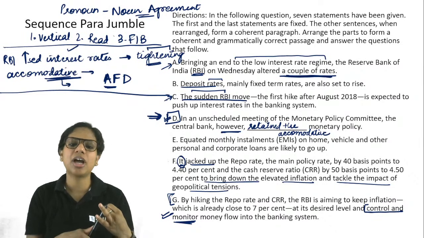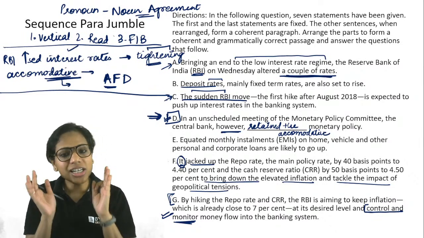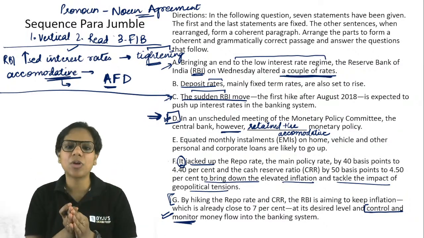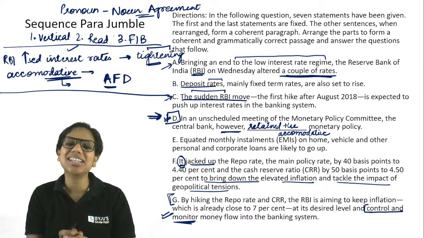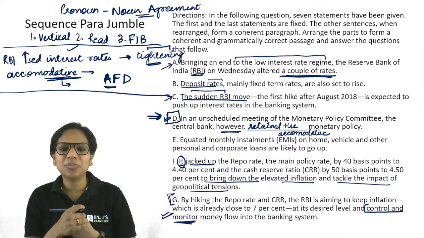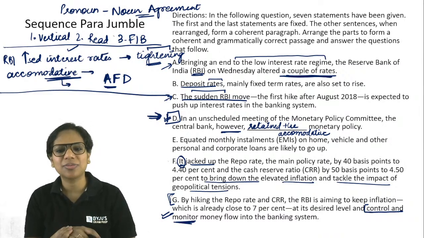I am also telling by how much. However, it still retained the accommodative monetary policy. This is the combined action that RBI has taken. So it's AFD that is the sequence. Okay. Now, what else? What after this? After AFD, it becomes very easy.